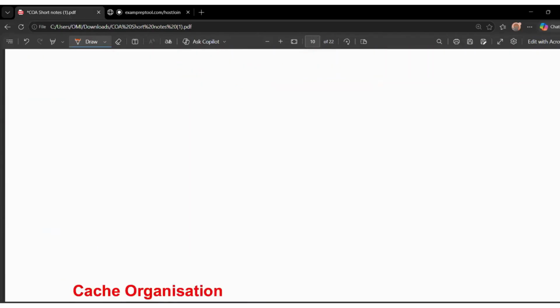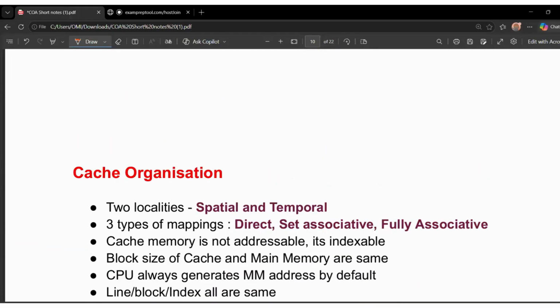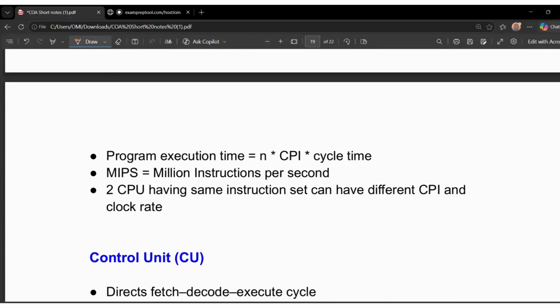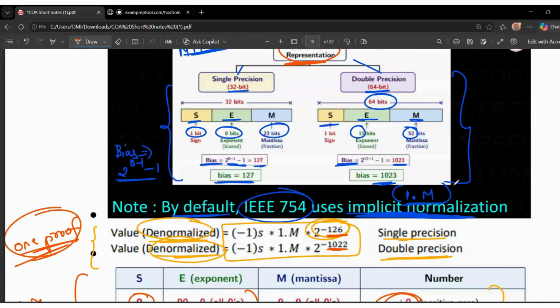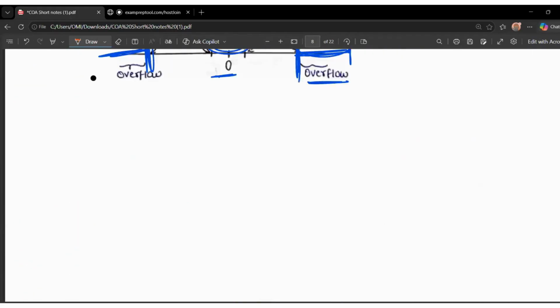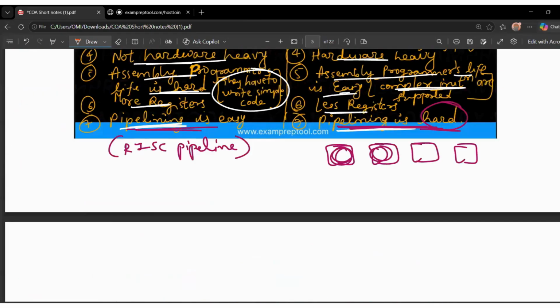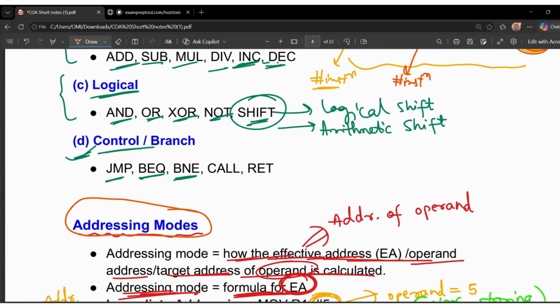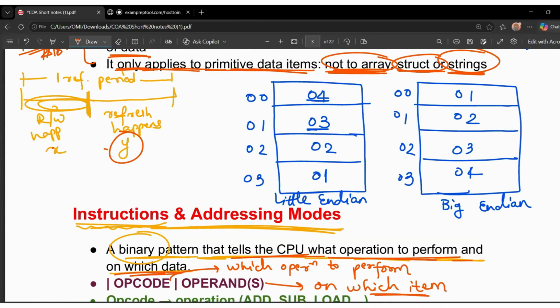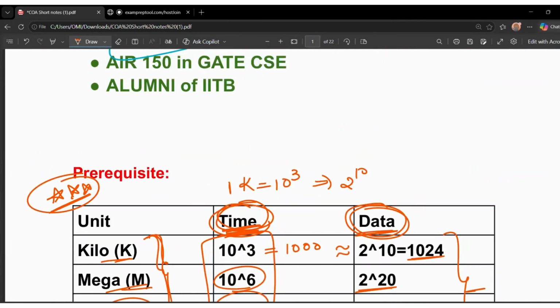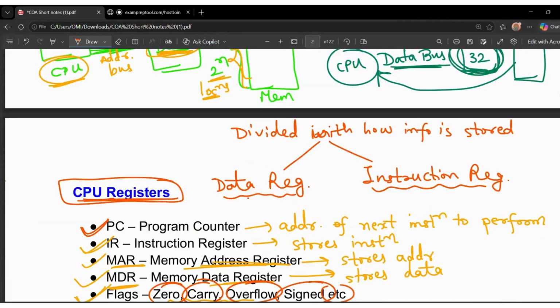From tomorrow we will see cache organization, and then pipeline, and then control unit and all. With that our short notes will be over. Today we have seen IEEE, floating point, representation, CISC versus RISC, addressing modes, instructions and addressing modes. Then we have seen memory organization, some prerequisites and some types of CPU registers and all.